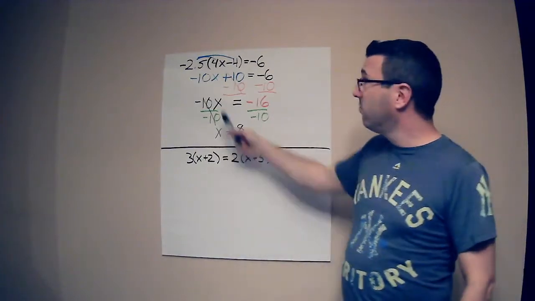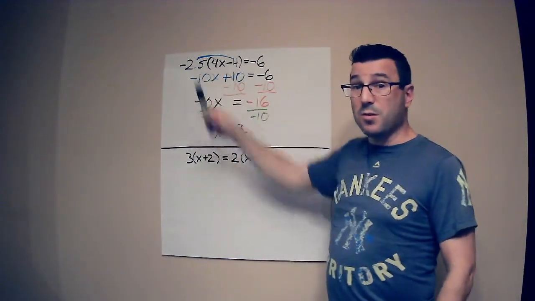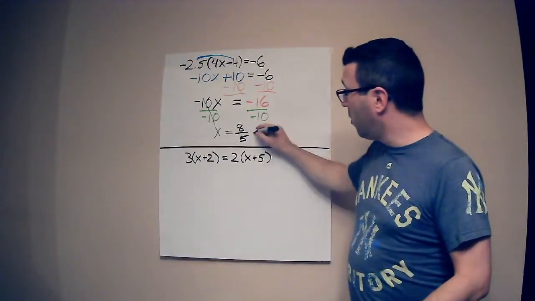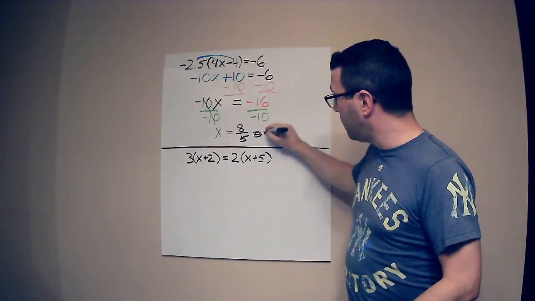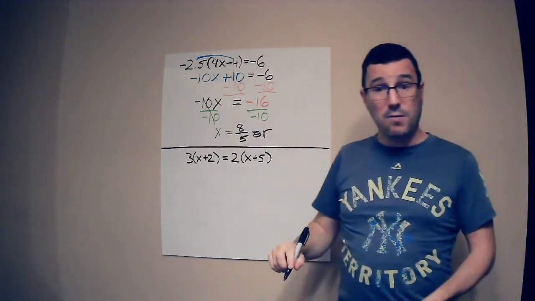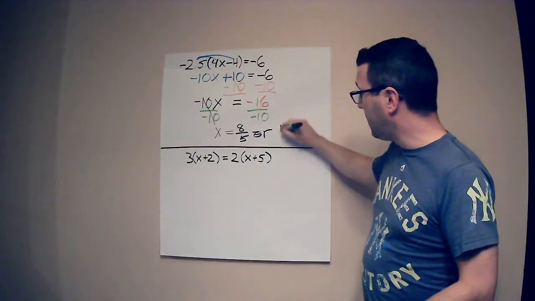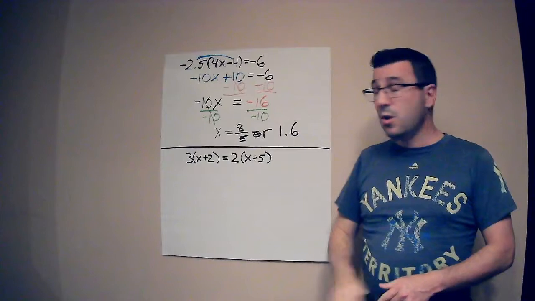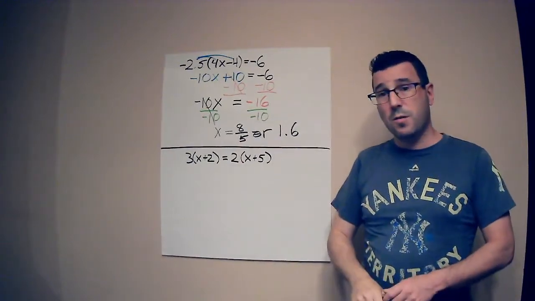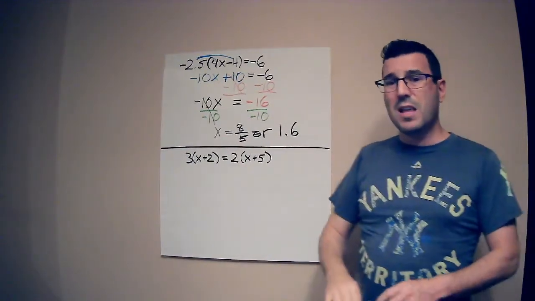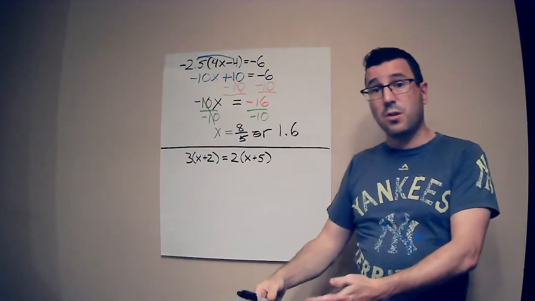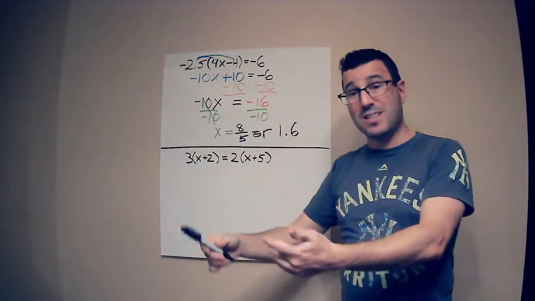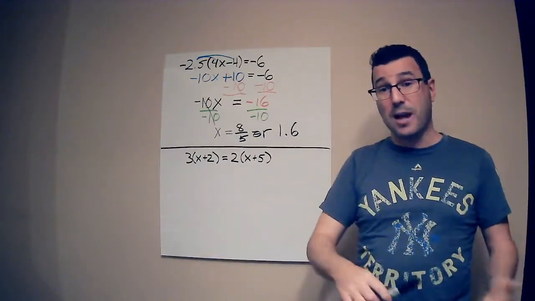Here's the thing. We started off with decimals, so if we start off with decimals, we kind of want to end with decimals. So I'm going to do 8 divided by 5, and that's going to give me 1.6 as my answer. Usually either one of these will work, but you want to make sure that if you start off with the decimal, your answer is in decimal form. If you start off with fractions, then your answer should be in a fraction.